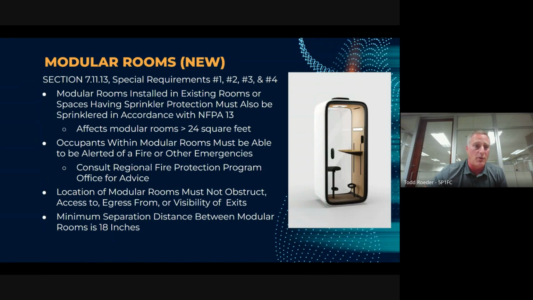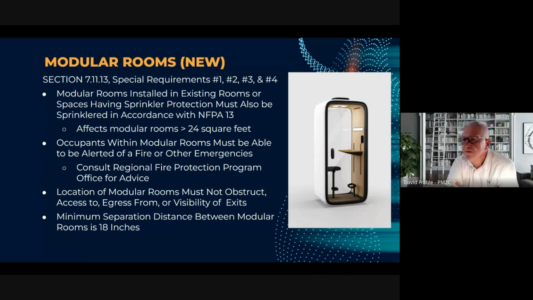The third special requirement is that obviously we don't want any of these modular rooms to be placed in the means of egress, or block a means of egress, or produce an obstruction that may result in you not being able to see emergency exit signage. I think probably one of the bigger things is that the minimum separation distance of 18 inches is required between these spaces, and that applies both in sprinklered and unsprinklered buildings.